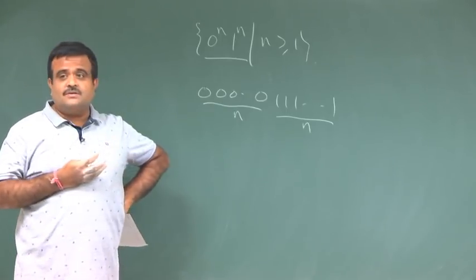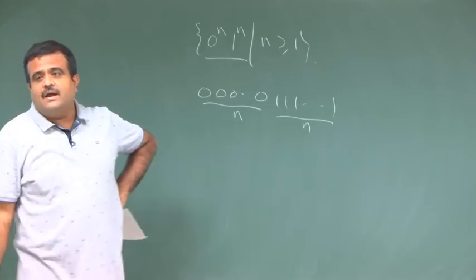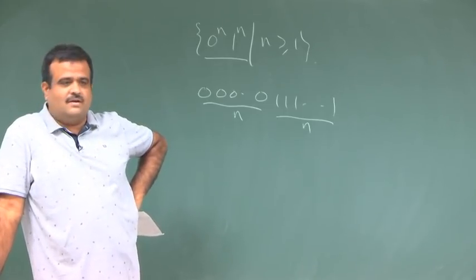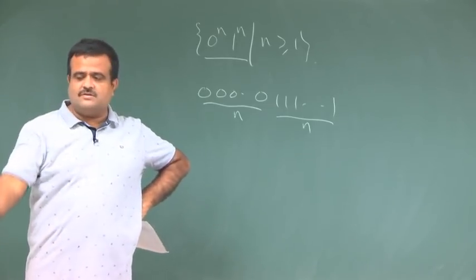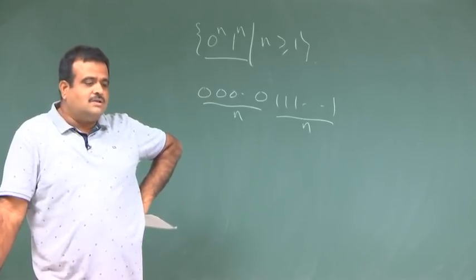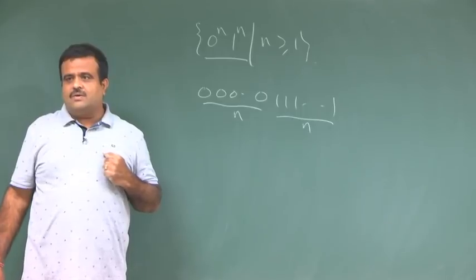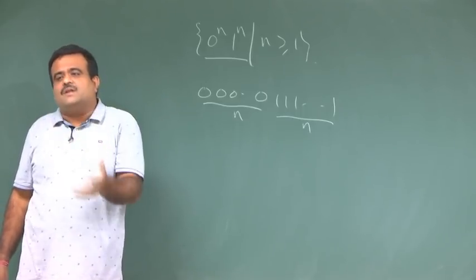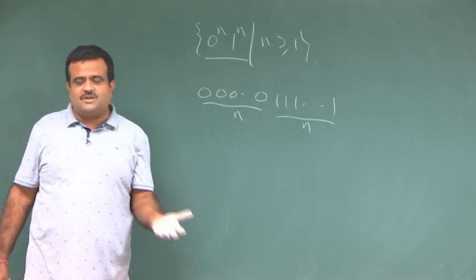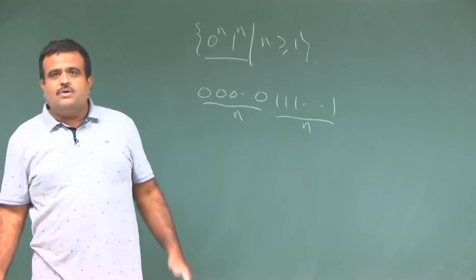So, for this language we cannot construct a finite automata DFA, and we will see NFA is also not possible, because the DFA has no memory. We cannot count how many ones we have encountered. There is no extra memory to count that.